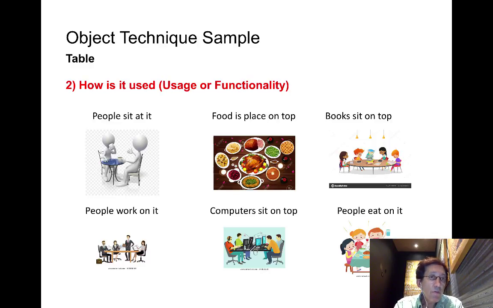How is it used? So people sit at it. Food is placed on top. Books sit on top. People work on it. Computers sit on top. People eat on it. Okay? So short sentences, accurate sentences.